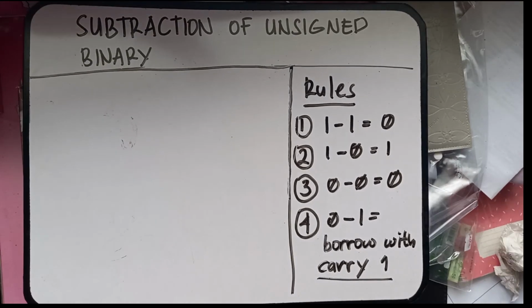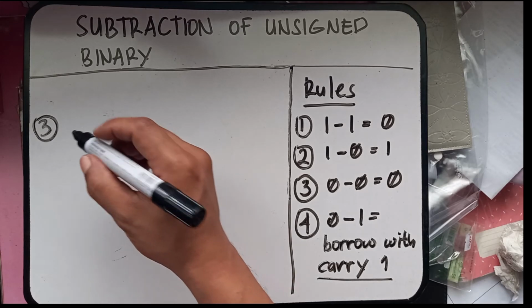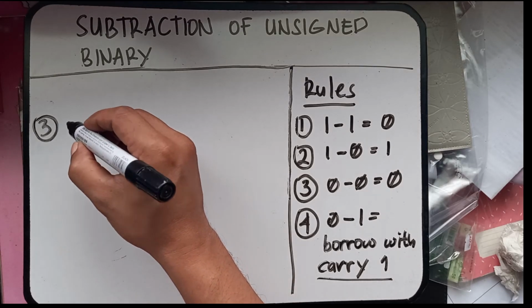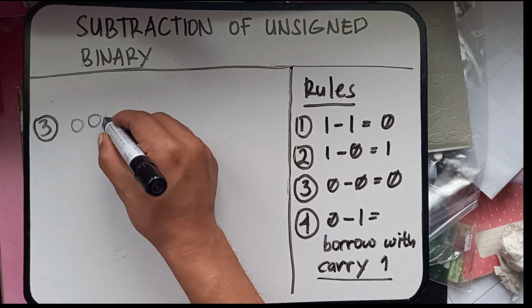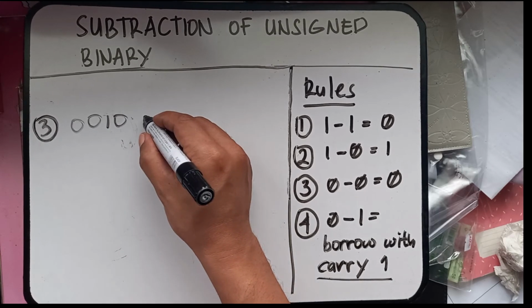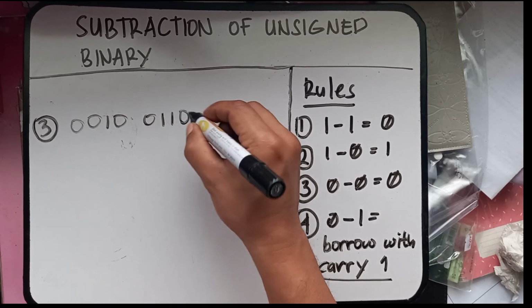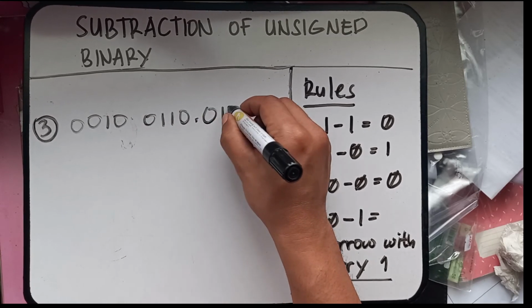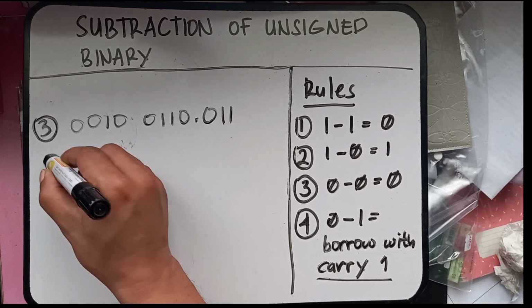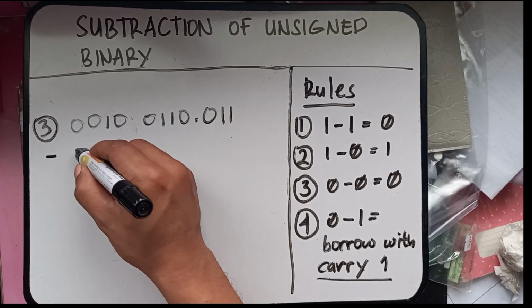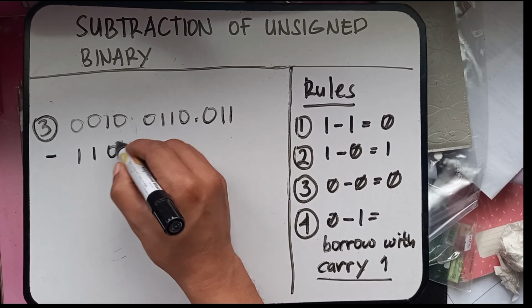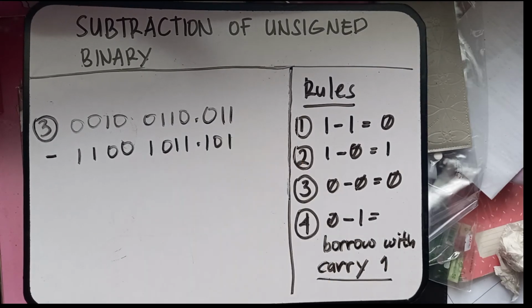For our last example, we will try the first given is smaller than the second given. So the first given will be 0, 0, 1, 0, 0, 0, 1, and 0.011, minus 1, 1, 0, 0. So let's try subtracting this.